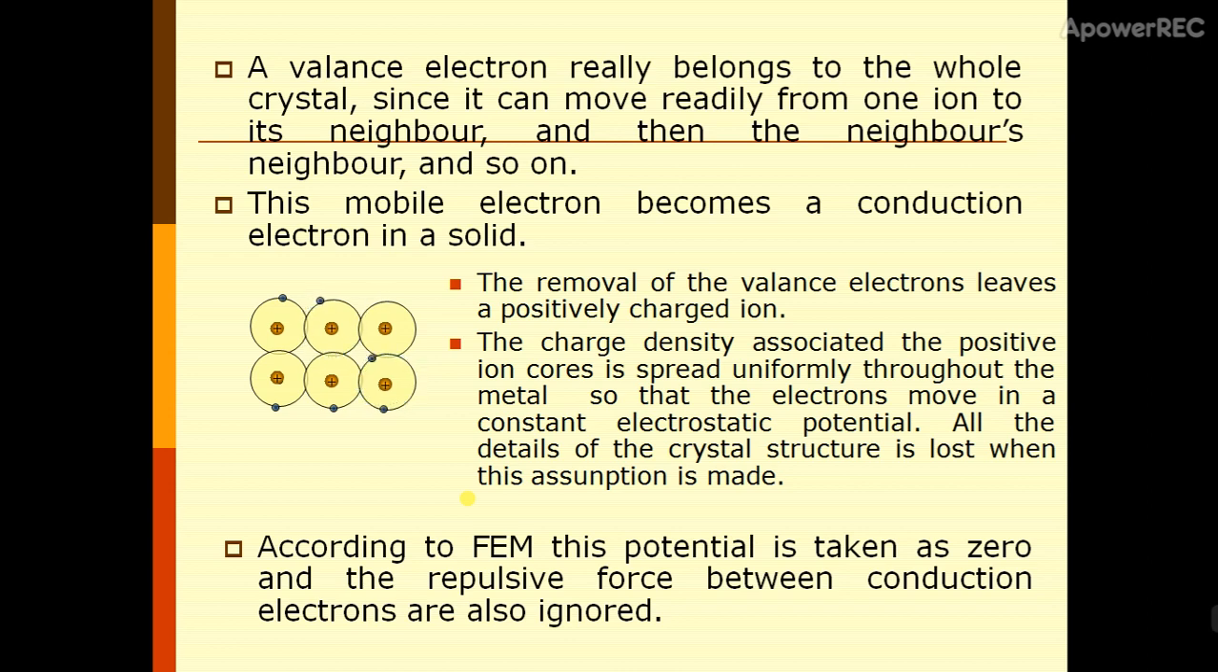The removal of valence electrons leaves a positively charged ion. The charge density associated with the positive ion cores is spread uniformly throughout the metal, so that the electron moves in a constant electrostatic potential. All the details of the crystal structure are lost. This assumption is made. According to the FEM, which is termed the free electron model, this potential is taken as zero and the repulsive forces between the conduction electrons are also ignored.